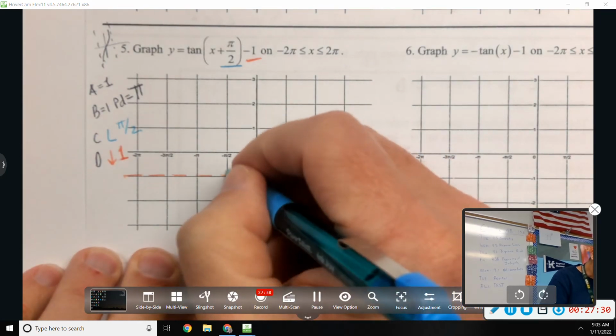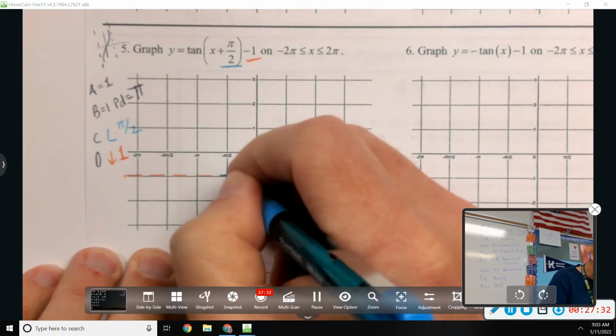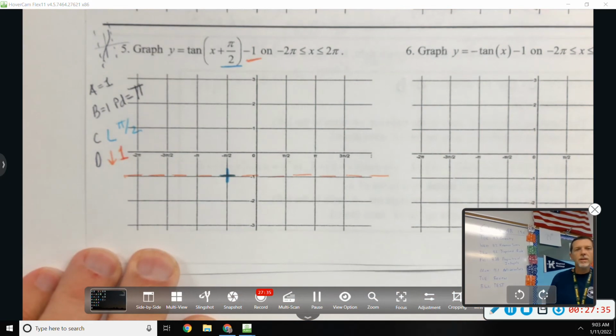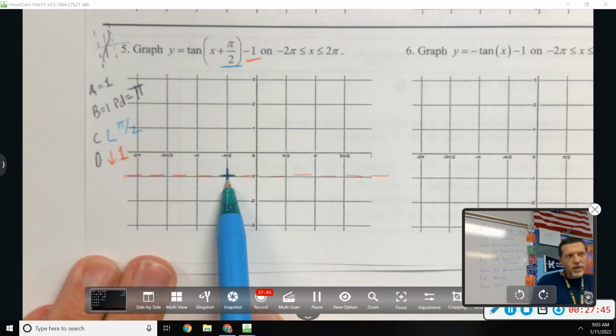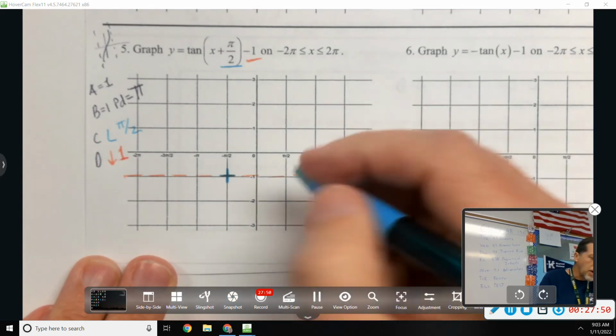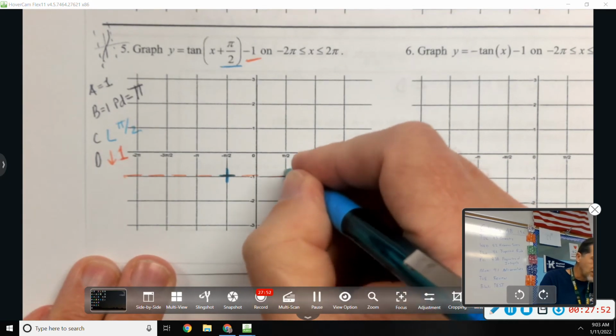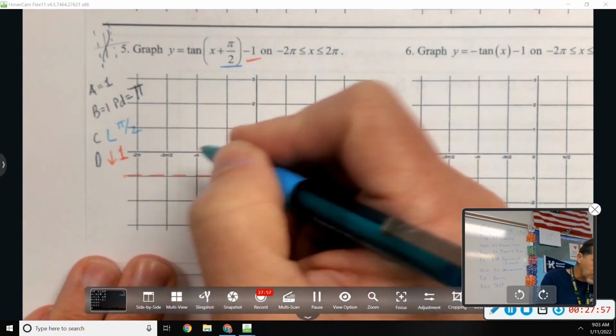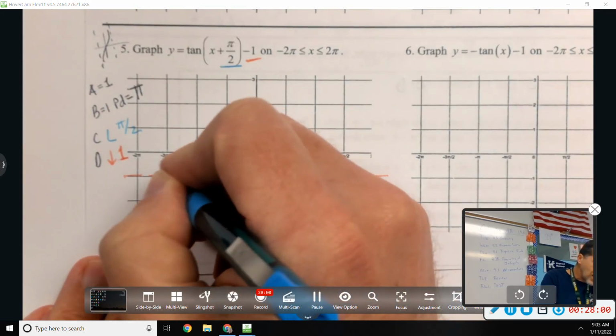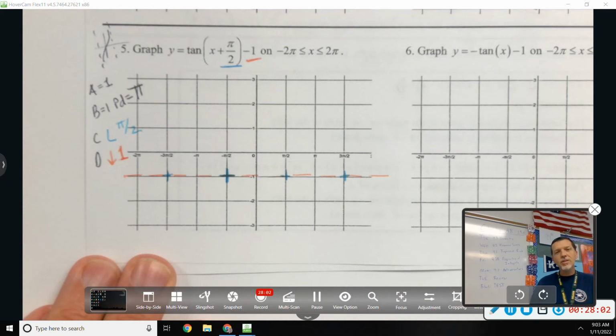Left pi over 2 means my new origin is right there. Pi away from that, I will start the graph over. So if I'm at negative pi over 2, and I go pi away from that, I'm at positive pi over 2, so I could put another little plus sign there if I wanted to. And I may as well keep on going since I'm already thinking about it. So every pi, it starts over.